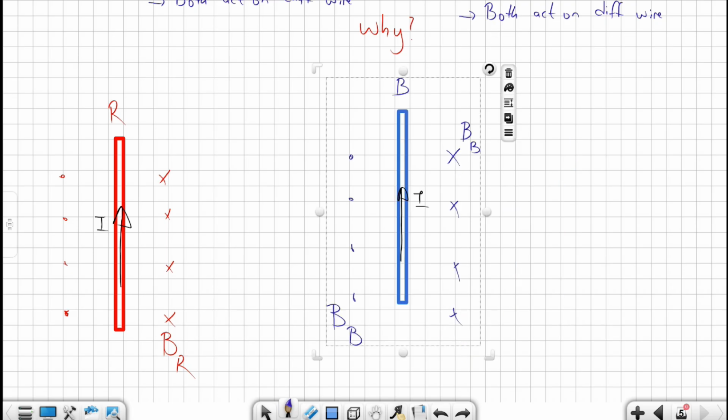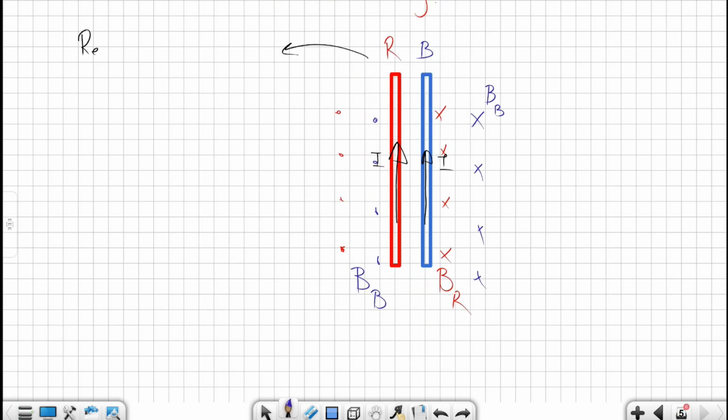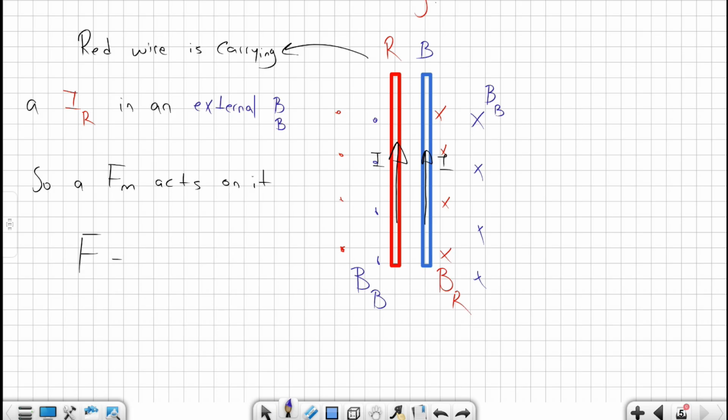Now let us bring these two together. Now, as you see, they are in each other's magnetic field. So they are both wires that are carrying a current inside an external magnetic field. If we look at the red wire alone right now, it is carrying a current perpendicular to a magnetic field, which is the magnetic field of the blue wire. So there will be a magnetic force acting on the red wire, and the magnetic force can be found by BIL.